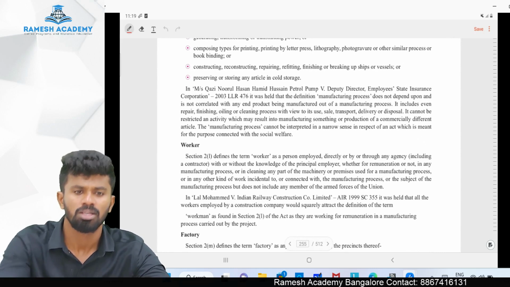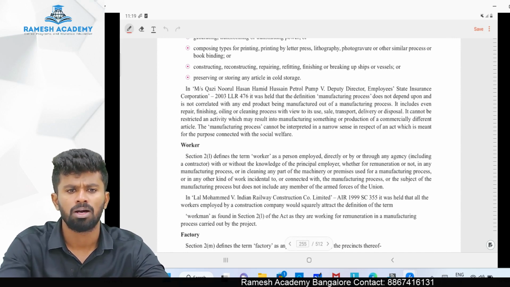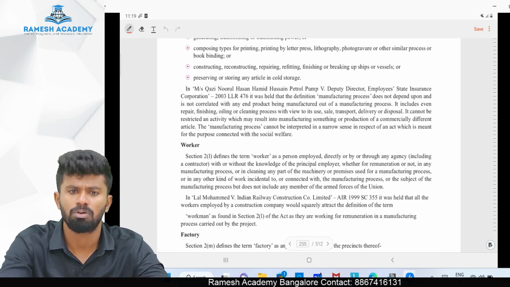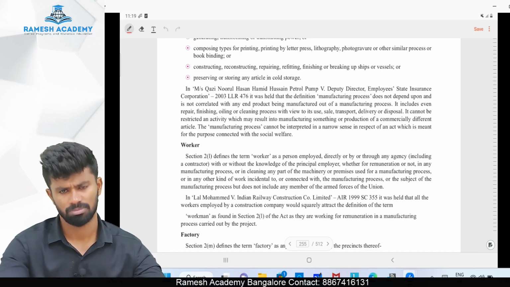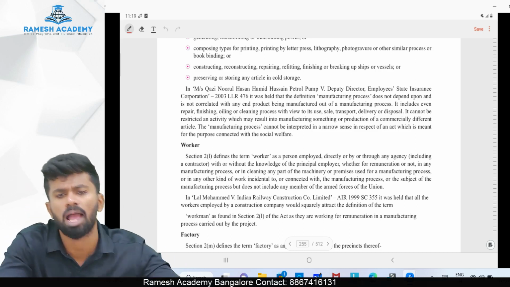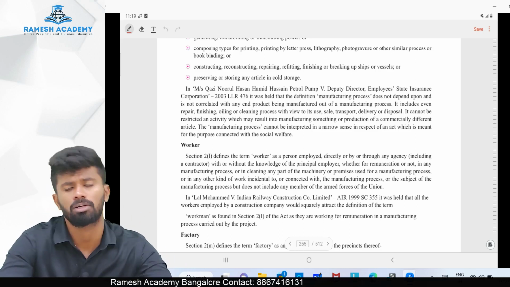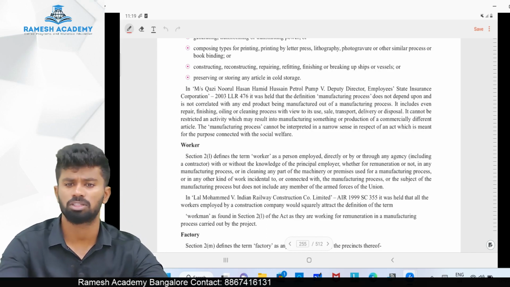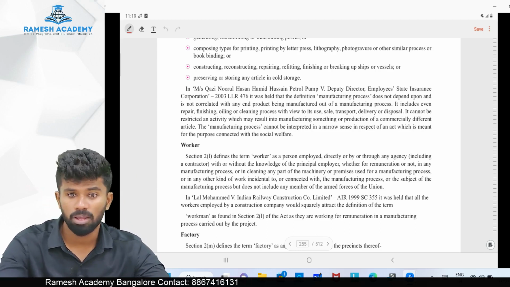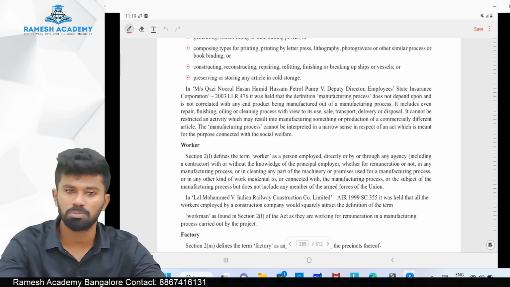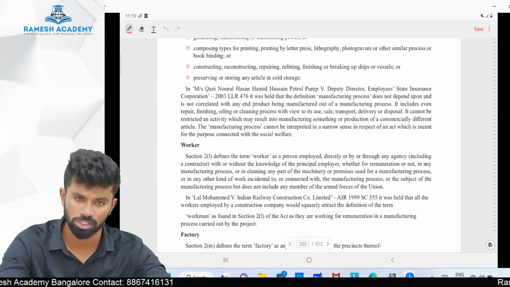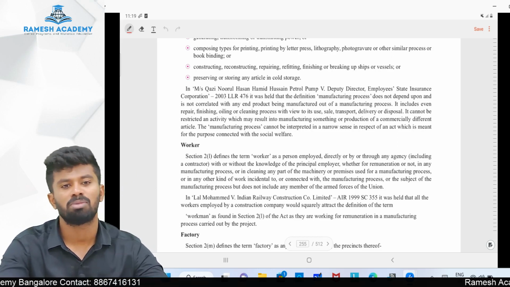It means nothing but a process by which the identity or the form of the goods is changed, or any substance is added or value is added to the product. It is considered a manufacturing process. You may not be converting it. Let's say you keep the goods in cold storage. That is considered a manufacturing process.